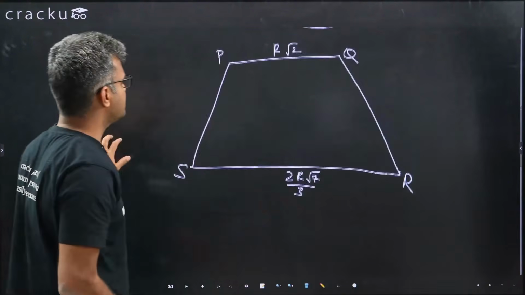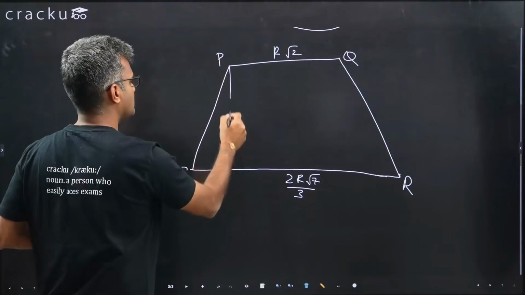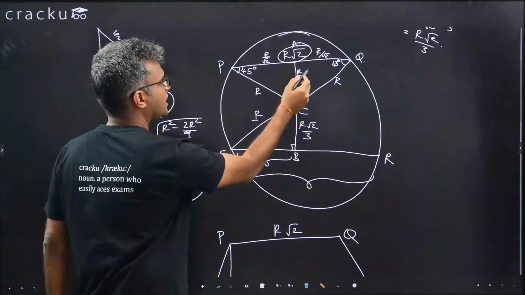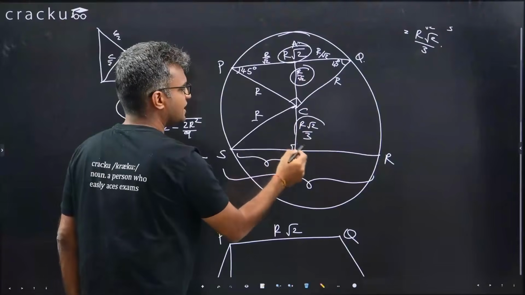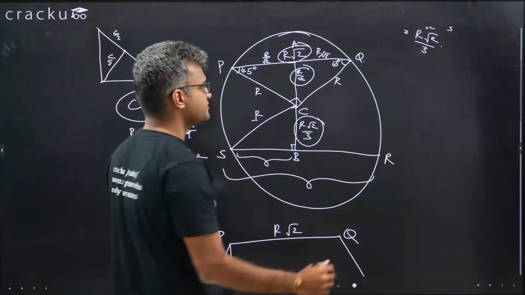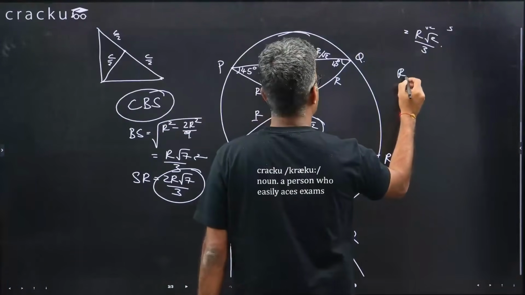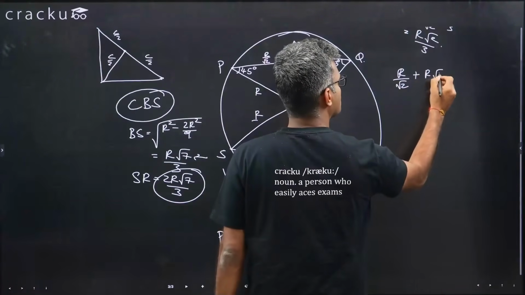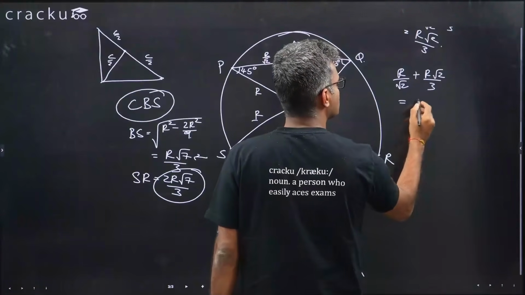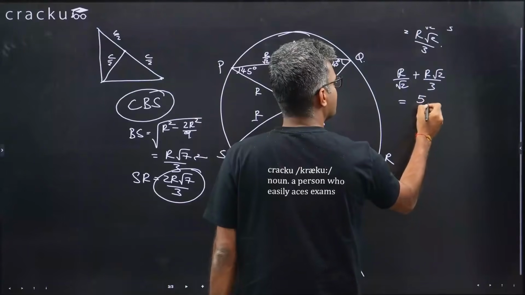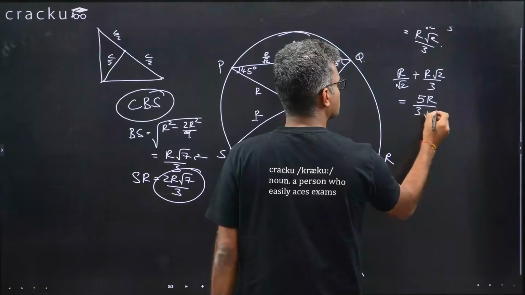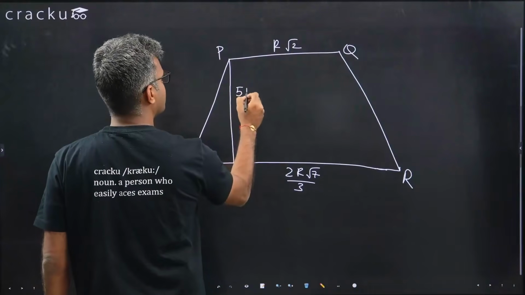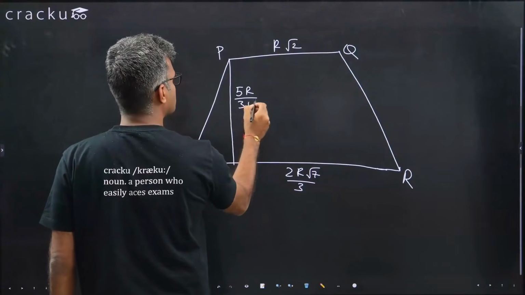And we can calculate the distance between both of these chords, because that will be R by root 2 plus R root 2 divided by 3. If you simplify it, it will be R by root 2 plus R root 2 divided by 3, which is equal to 5R by 3 root 2. So, this distance is 5R by 3 root 2.